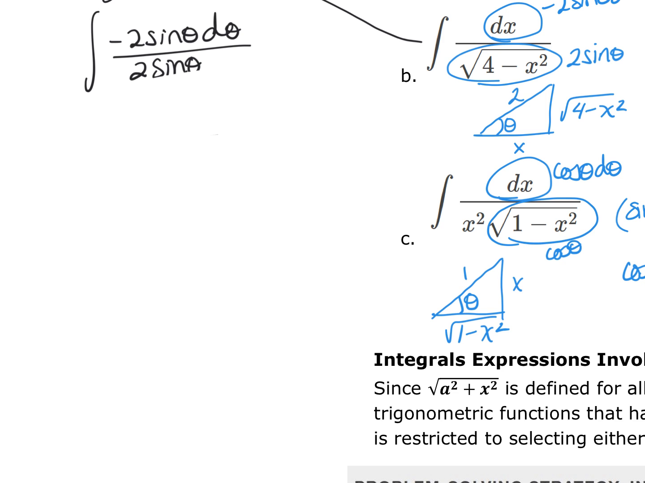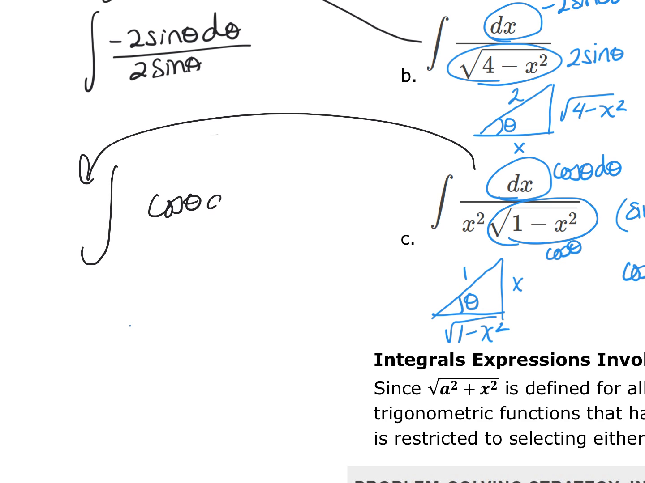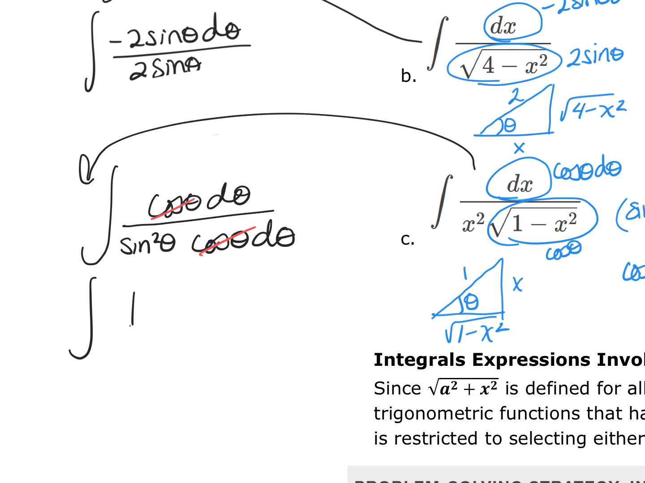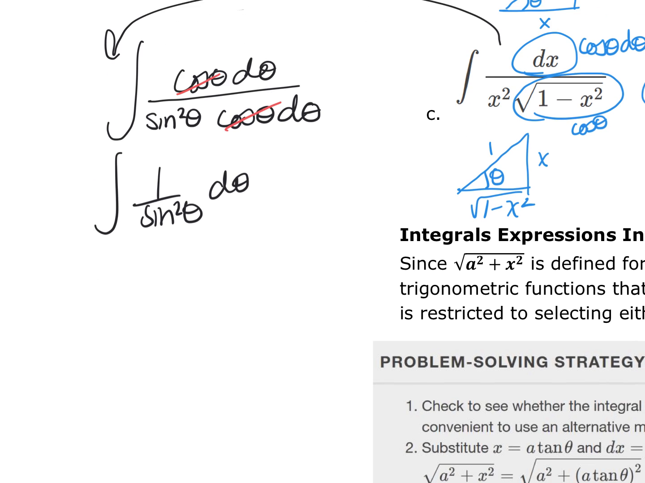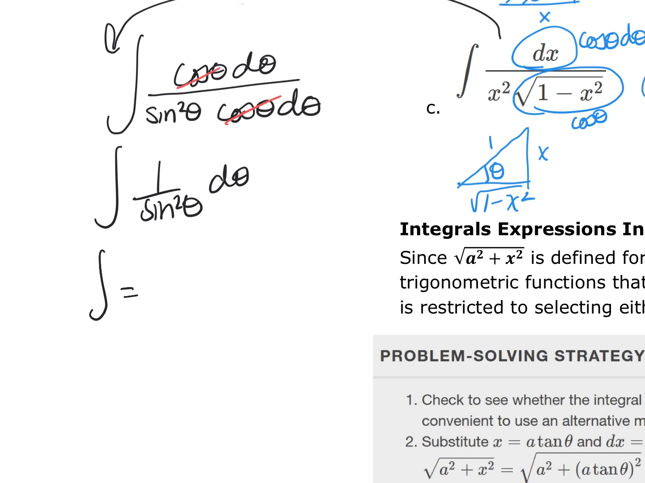And so here, this integration becomes the cosine of theta d theta over my denominator, which is the sine squared of theta. And then my replacement for the square root is going to be the cosine of theta d theta. You notice that the cosines cancel, and so I end up with the integration of 1 over the sine squared theta d theta.